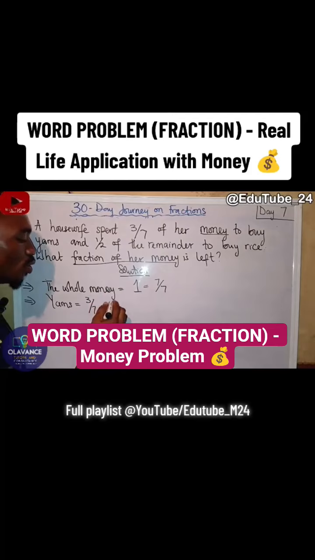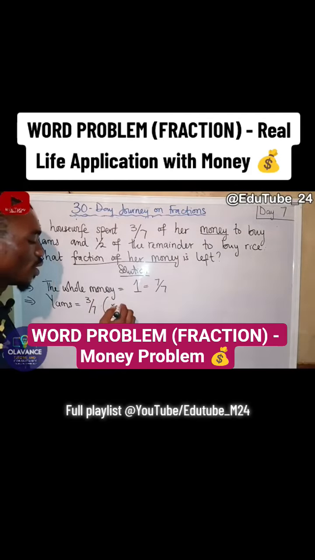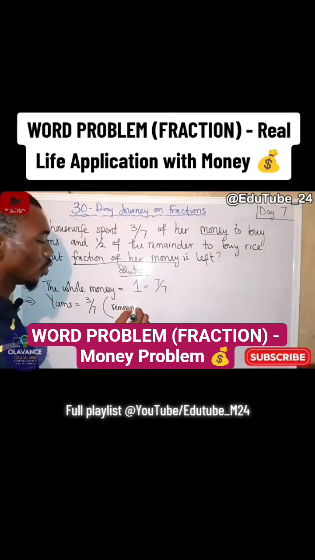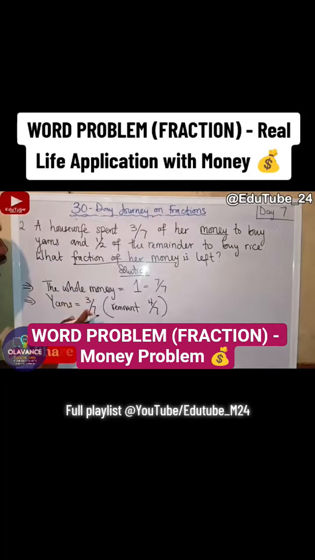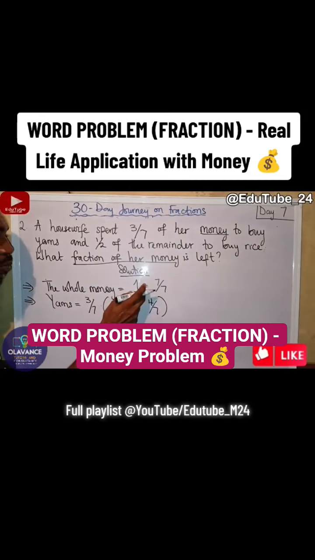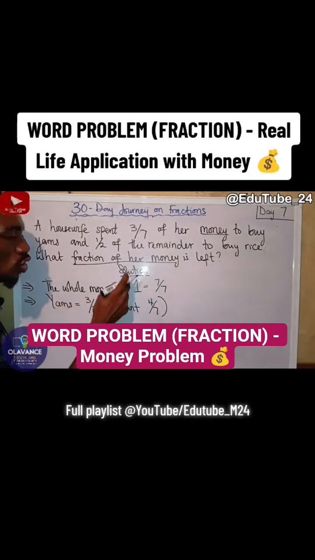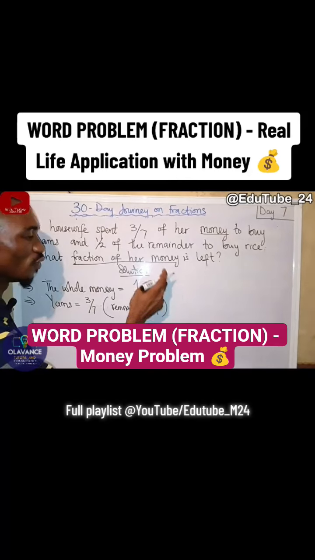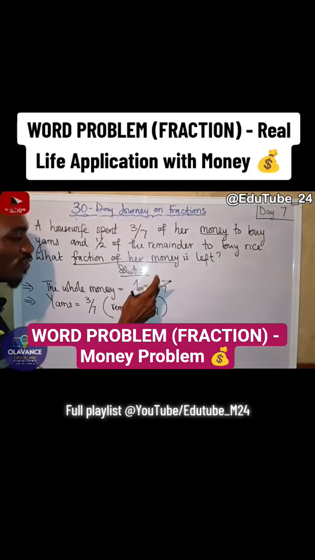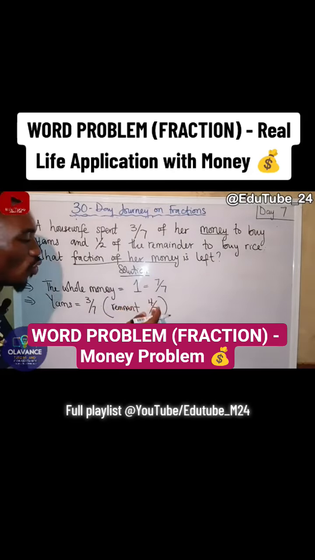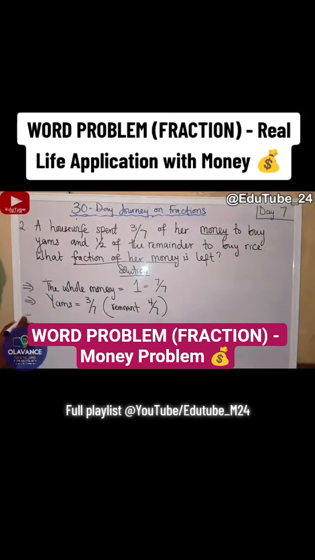So the remaining, or the remnant, I'm going to open a bracket and say remnant, will be 4 over 7, because she has spent 3 out of 7 of her money on yams. Our whole money is 1, which is equivalent to 7 over 7. So if our total money is 7 over 7, which is equivalent to 1, and she spent 3 out of that 7, the remnant will be what? 4 over 7. So let's move on with the question.